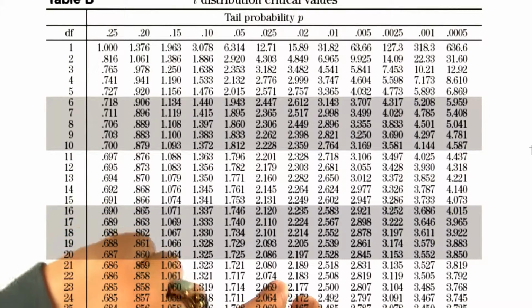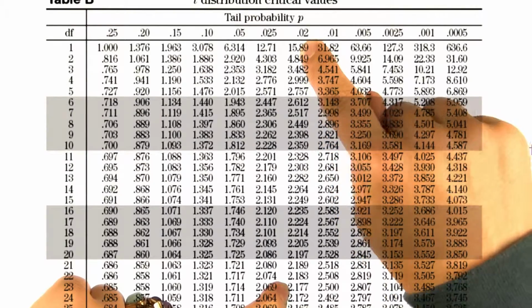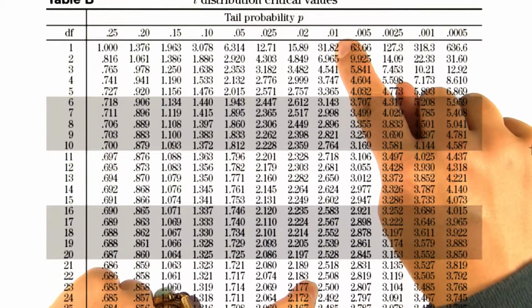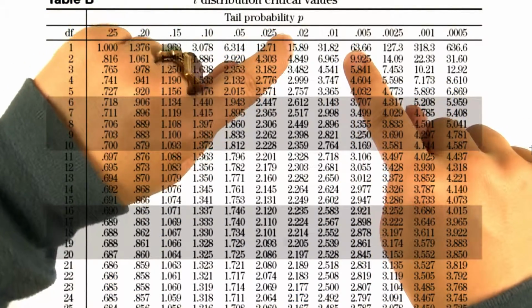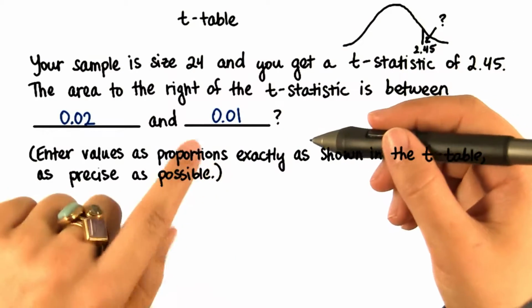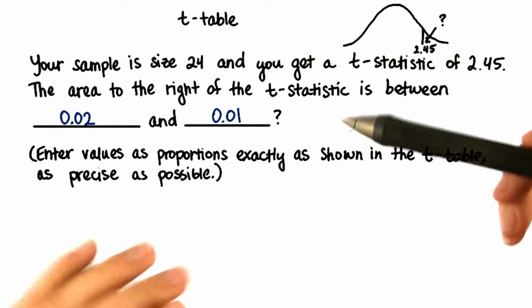The area to the right of this t-critical value, 2.177, is 0.02, or 2%. The area to the right of 2.5 is 0.01, 1%. So that means that the area to the right of 2.45 is between 0.02 and 0.01. Not all t-tables are the same, but as long as you understand how we got this, that's the important part.